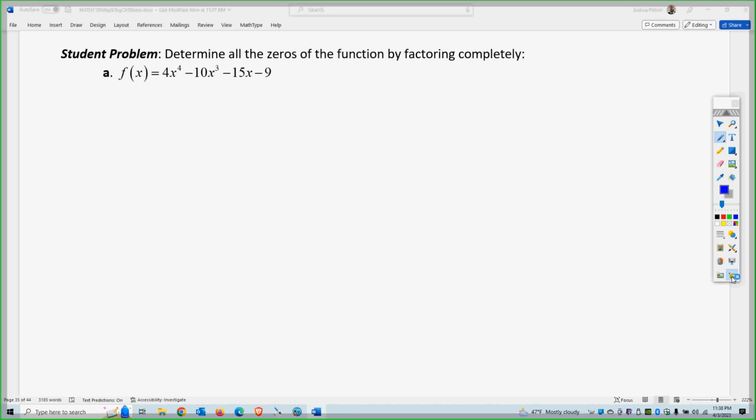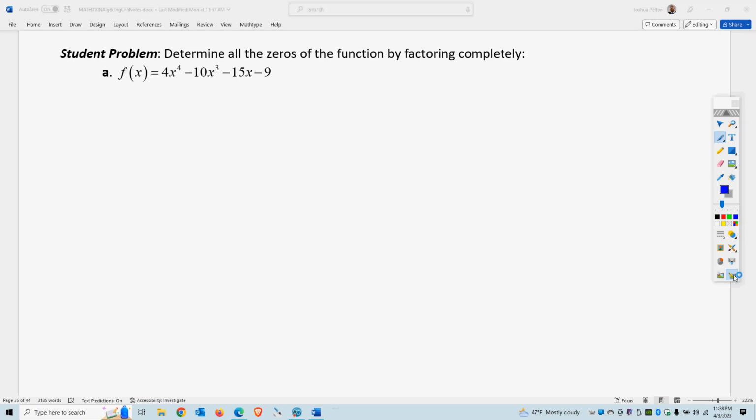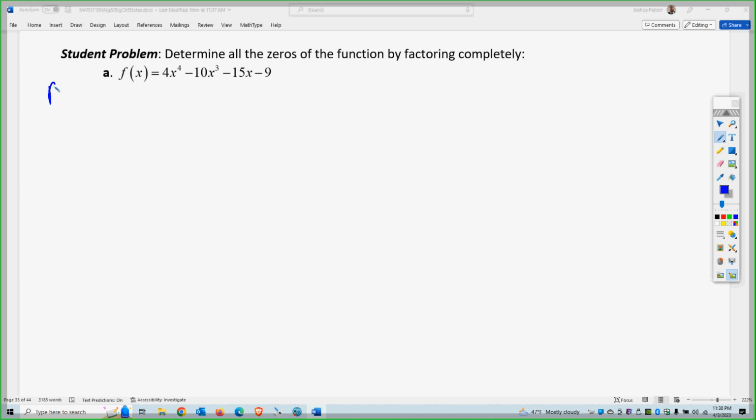All right, so if we do the P and Q list here, so P in this case is 9. So P is 9 and Q is 4, right? P is the constant and the leading coefficient is 4, which is Q.